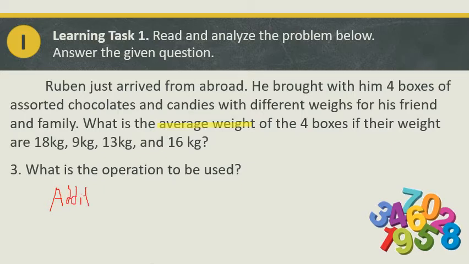Okay? So, ano pa po? After natin makuha yung total weight. So, ang hinahanap kasi is average. So, after nyo makuha yung total weight ng apat na ito, i-divide natin siya sa apat para makuha natin yung average. Okay? So, bakit apat? Bakit i-divide natin sa apat? Kasi apat yung boxes. Okay? So, kaya ito ay addition and division.